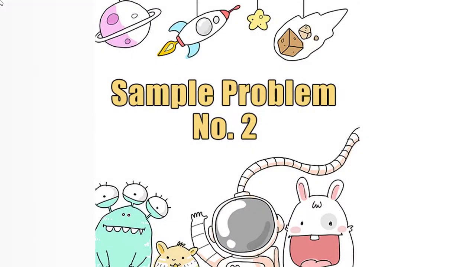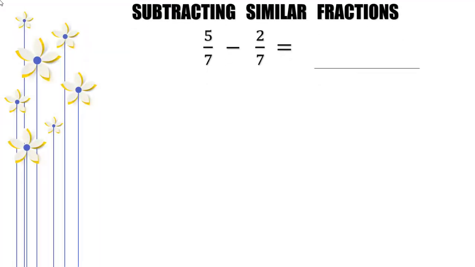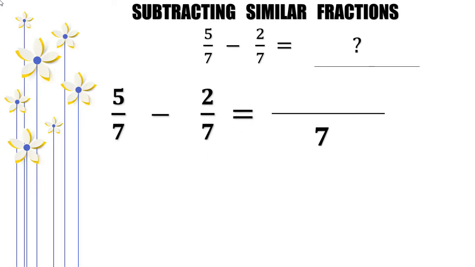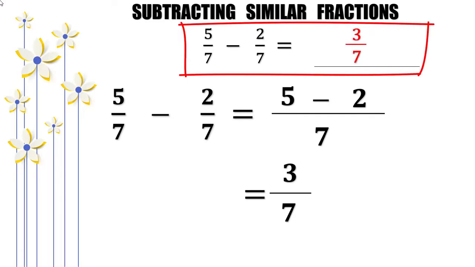Sample problem number 2. 5/7 minus 2/7. First, we write a fraction bar, then the common denominator of the fractions, which is 7. Second, we copy the numerators and write the operation used, that is, 5 minus 2. Then we solve. 5 minus 2 is equal to 3. Lastly, we will try to simplify if possible. 3 and 7 don't have a common factor. Therefore, 5/7 minus 2/7 is equal to 3/7.